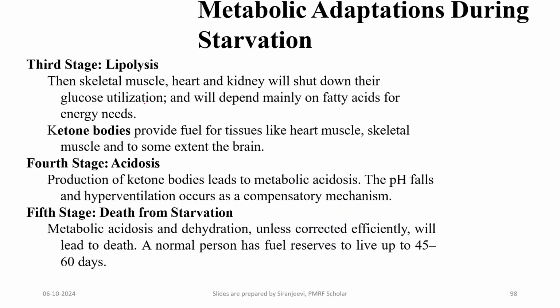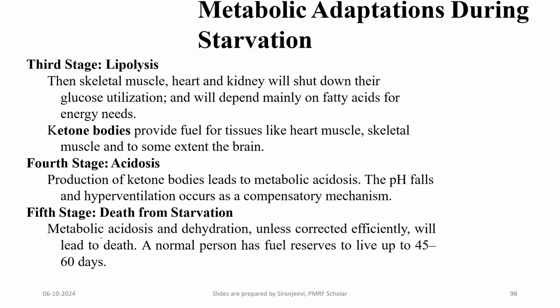The third stage would be the lipolysis. The skeletal muscle, heart, and then kidney will shut down their glucose utilization and will depend mainly on the fatty acid for the energy needs. Then ketone bodies provide the fuel for the tissues like heart muscle, skeletal muscle, and then to some extent the brain. And then the fourth stage will be the acidosis, where the ketone body synthesis is more. So the production of ketone bodies leads to the metabolic acidosis. The pH falls and then hyperventilation occurs as a compensatory mechanism.